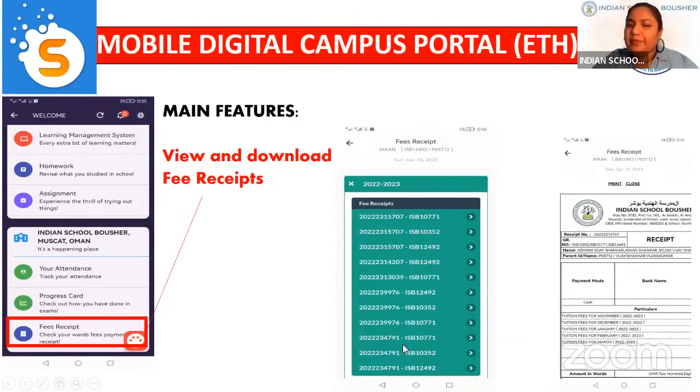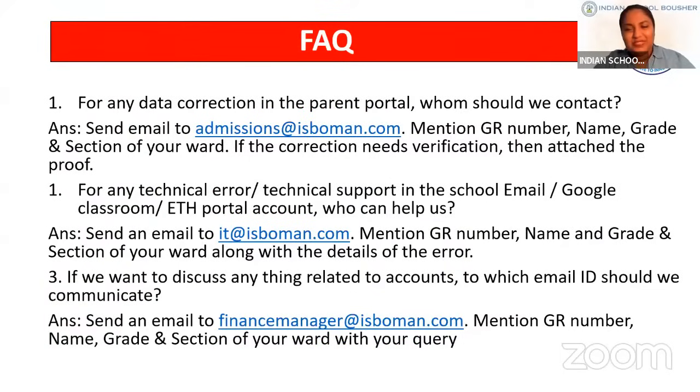You can see over here, the parent is having 3 children, so all the fee receipts are displayed over here, listed here. If you click on this, you can get the option to print the fee receipt. Now that's it. Then I just want to finally discuss some of the questions that are frequently asked by the teachers and parents.